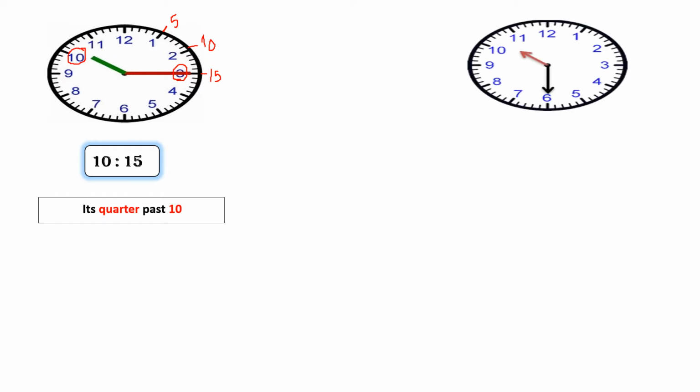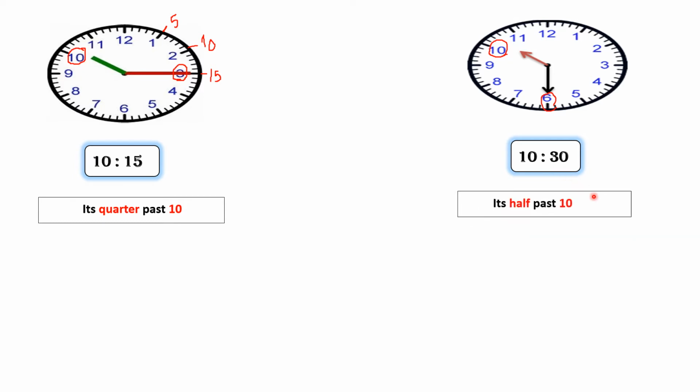So here, what is the time? We start with the short hand here at 10 and the long hand at 6. So when the long hand is at 6, how many minutes is it? Here at 1 it is 5, 10, 15, 20, 25, 30. So when the long hand is at 6 it is 30. So the time in digital is 10 and 30 minutes. If you want to say it in analog, it is half past 10.